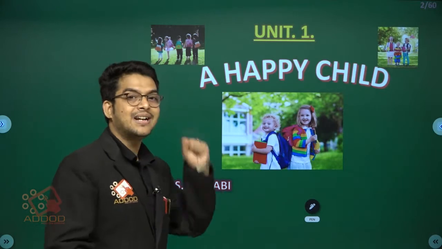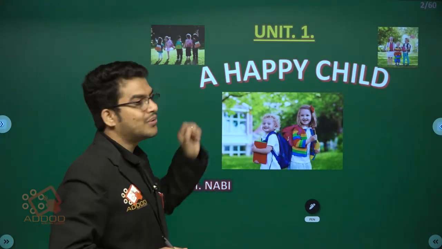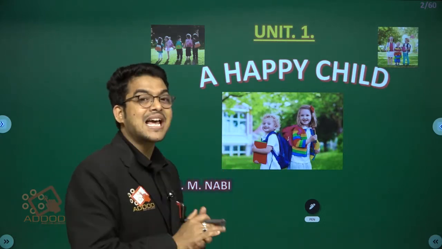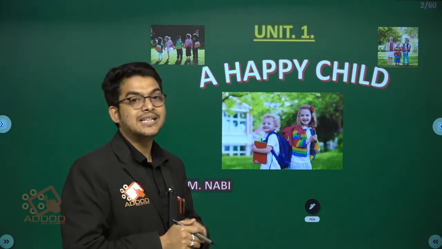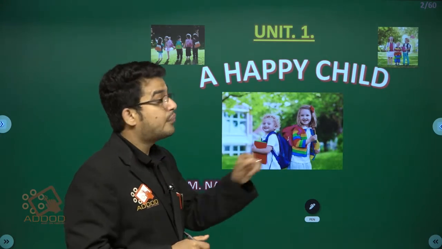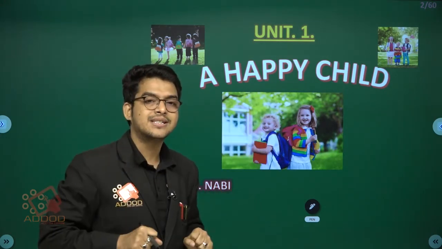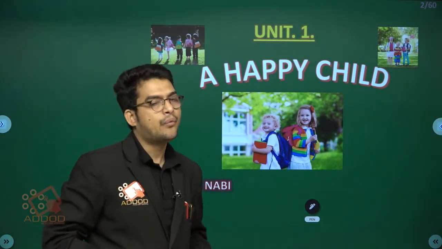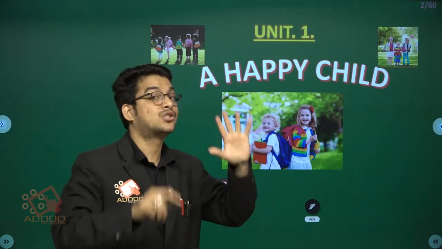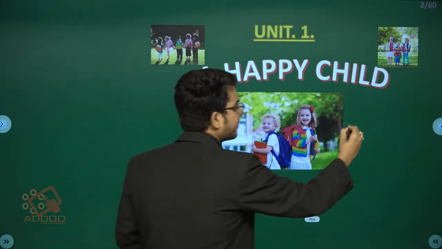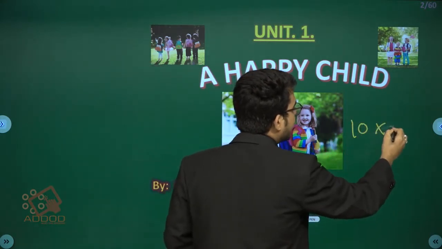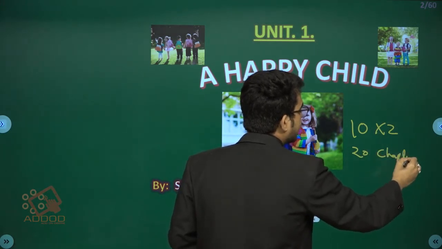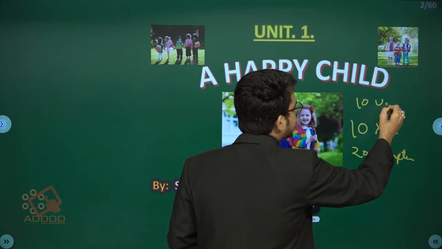So, unit number 1. All the units have two chapters. Do you know about it? Take a look at your textbook. All the units have two chapters. We have a total of 10 units. In those 10 units, how many chapters do we have? Yes, 20, because it is simple: 10 multiplied by 2 is 20. So we have 20 chapters because we have 10 units.